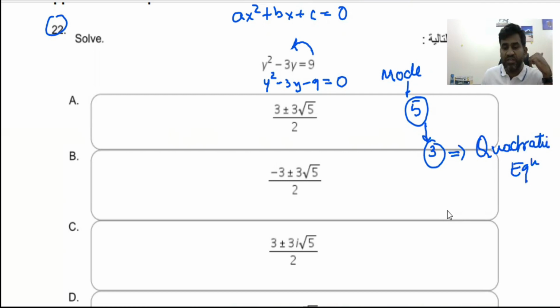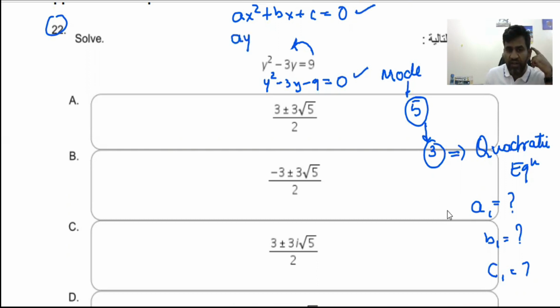Once you press 3, it will ask you what is the value of a1 or a, the value of b1 or b, and the value of c1 or c. If you compare our equation with the standard equation, in terms of y it can be written as ay² + by + c = 0, because x and y are just variables, we can represent it that way.